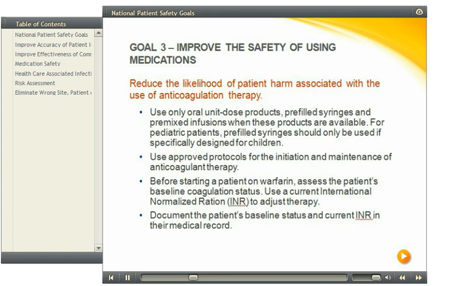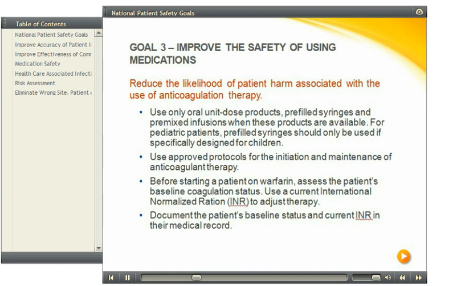Reduce the likelihood of patient harm associated with the use of anticoagulation therapy. Use only oral unit dose products, pre-filled syringes, and pre-mixed infusions when these products are available. For pediatric patients, pre-filled syringes should only be used if specifically designed for children.